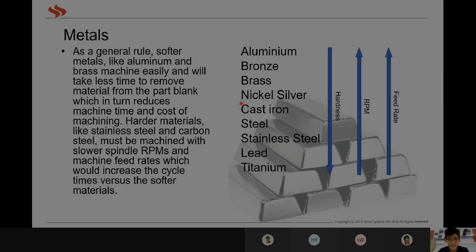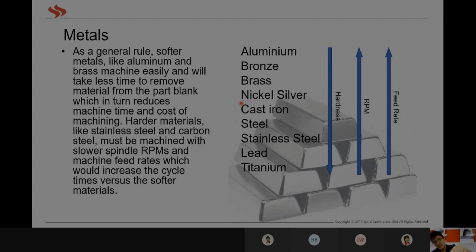So we start with metals. Metal is a bit more simple because it just depends on whether it's hard or soft. As a general rule, softer metals like aluminium and brass machine easily and take less time to remove material. Harder materials like stainless steel and carbon steel have to use slower spindle RPM and machine feed rate, as it would increase the cycle time versus the softer material.